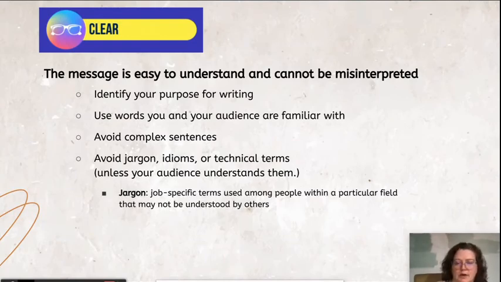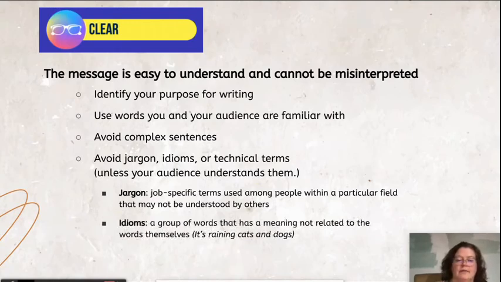So in case you're unaware, jargon is a term that means job-specific terms used among people within a particular field that may not be understood by others. And idioms are a group of words that have a meaning not related to the words themselves. So if you think of the phrase, it's raining cats and dogs, we know that that means it is raining really, really hard, but someone who is from, say, a foreign country might not be very familiar with that particular phrase.